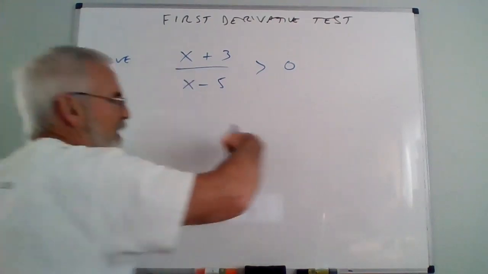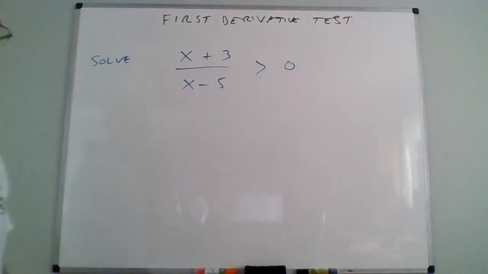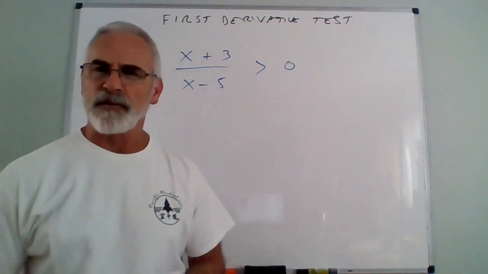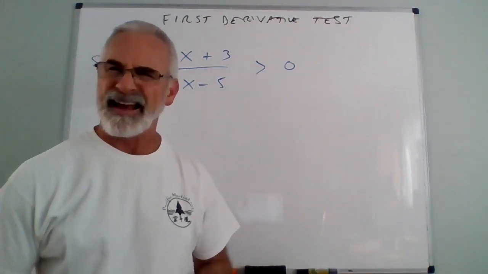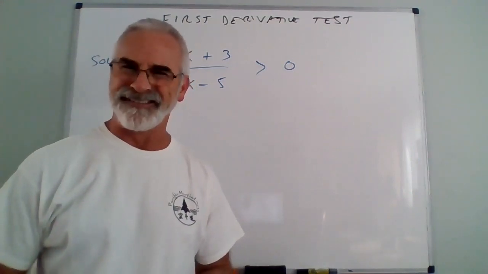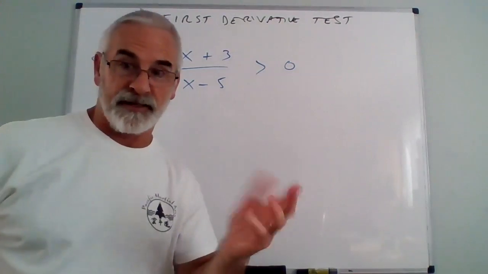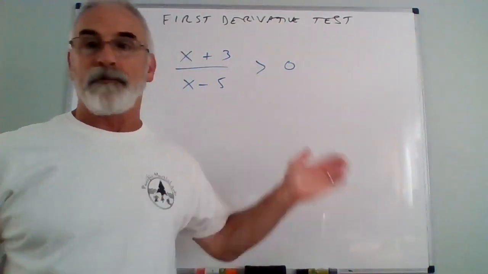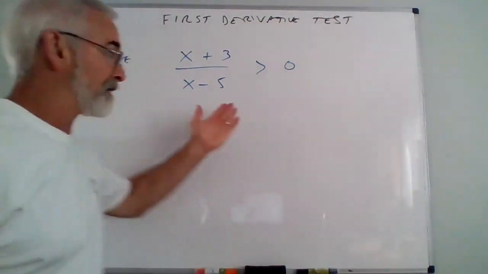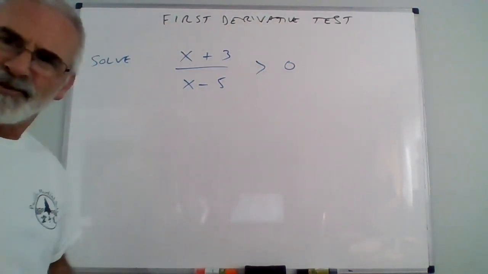Well, first thing is, can I multiply both sides by x minus 5? No, I can't. Sorry, can't do that. Why? Because isn't x minus 5 negative half the time? Oh, and when you multiply both sides of an inequality by a negative, the inequality changes direction. Yeah, you can't multiply both sides by negative 5, or x minus 5. That will mess everything up. So what do I do?